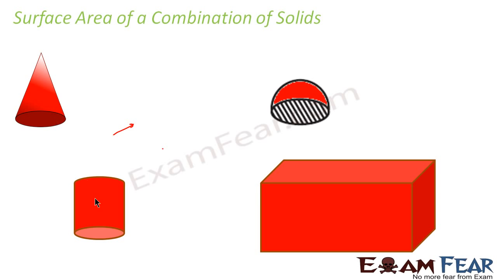So if you want to find the area of the whole figure, what we can do is find the area of this cone, this cylinder, this hemisphere, this cuboid, and we can add. Correct? Similarly for volume, we'll find the volume of all of these and we can add.